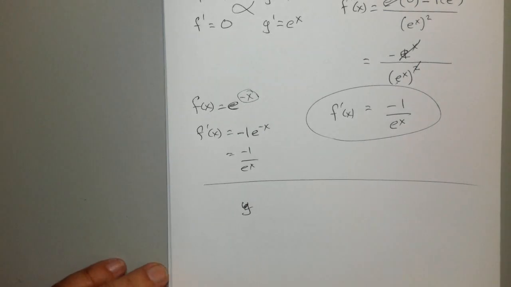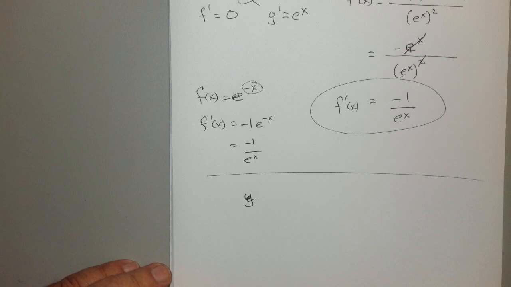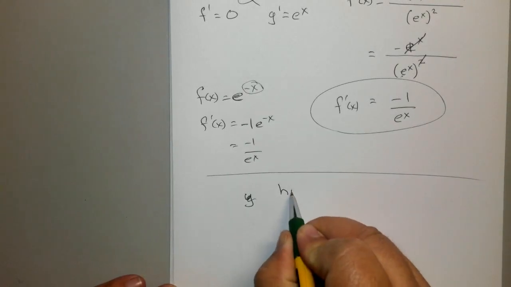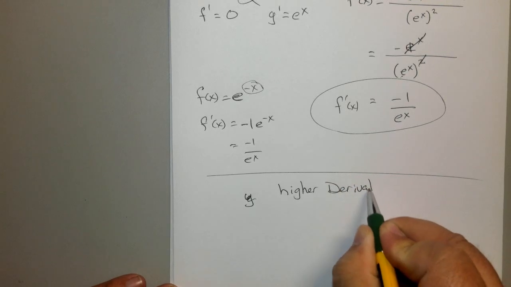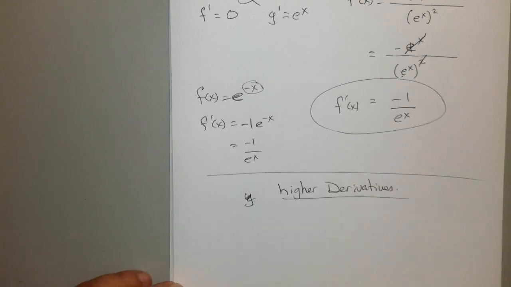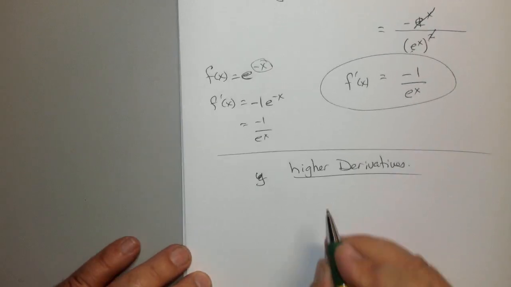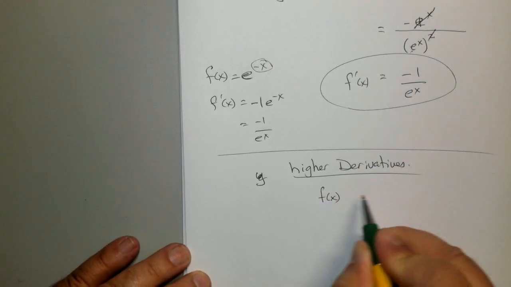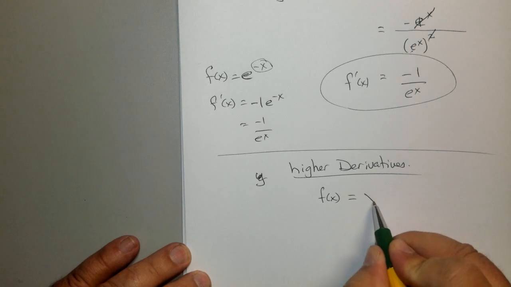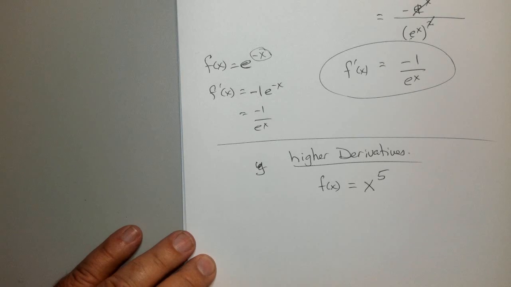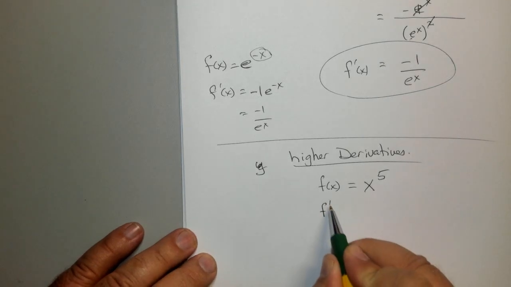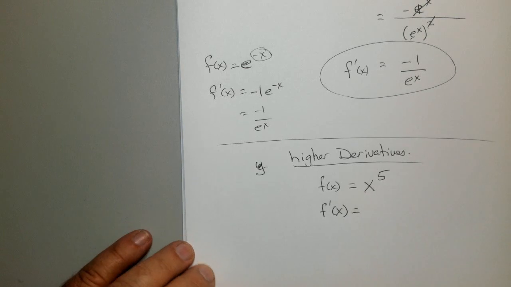All right, so let's see what else. Are we stuck with only taking one derivative? No. Here are higher derivatives. Let's say our initial function starts off as x to the fifth. We take a derivative of it. What do we get?